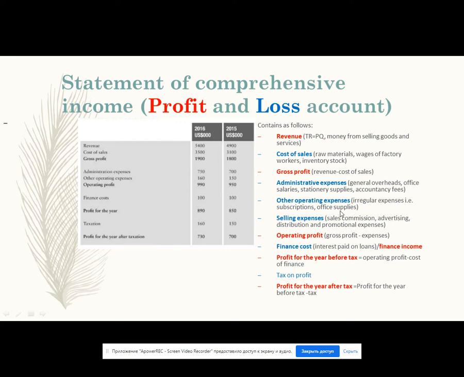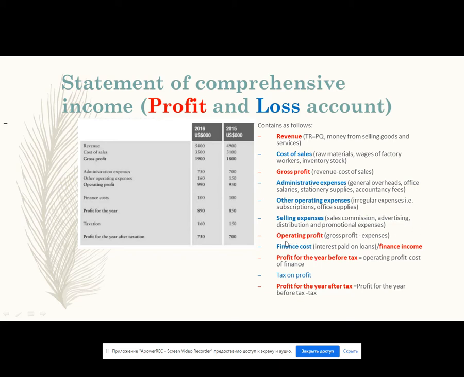Also, there could be some other operating expenses, some irregular ones, selling expenses and marketing expenses as well, like advertising expenses, distribution ones, promotional ones. And you do remember that altogether these expenses should be subtracted from gross profit so that we could get operating profit.